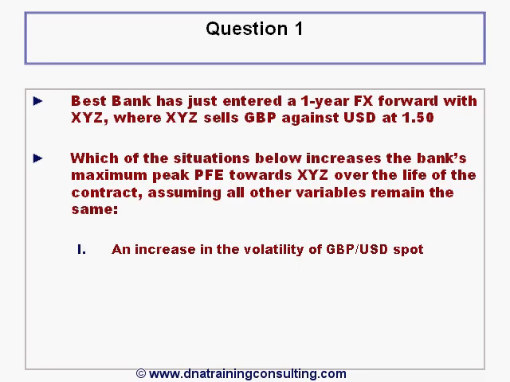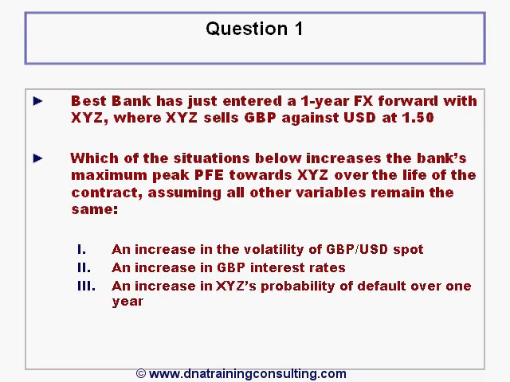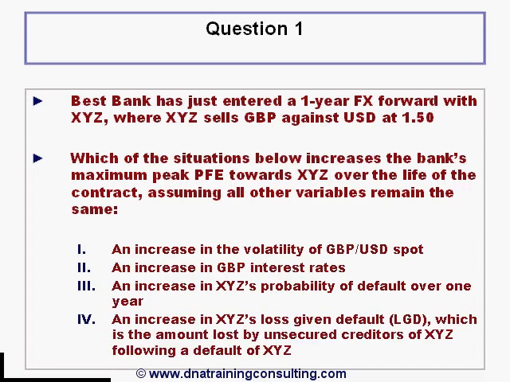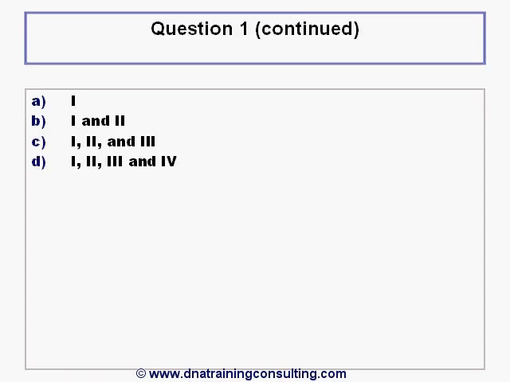An increase in the volatility of sterling dollar spot, an increase in sterling interest rates, an increase in XYZ's probability of default over 1 year, an increase in XYZ's loss given default, LGD, which is the amount lost by unsecured creditors of XYZ following a default of XYZ. Here are the 4 permissible answers.